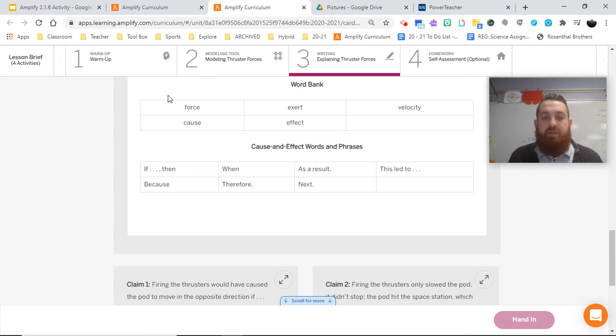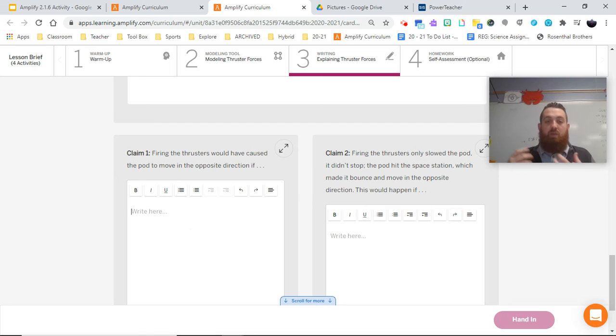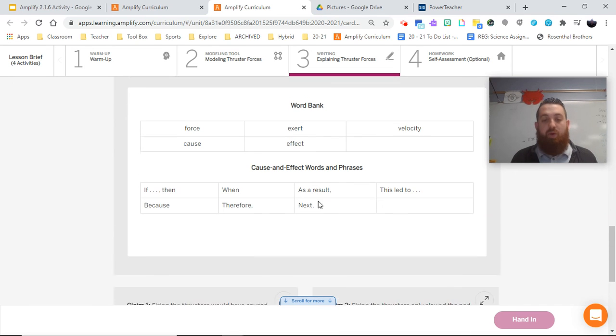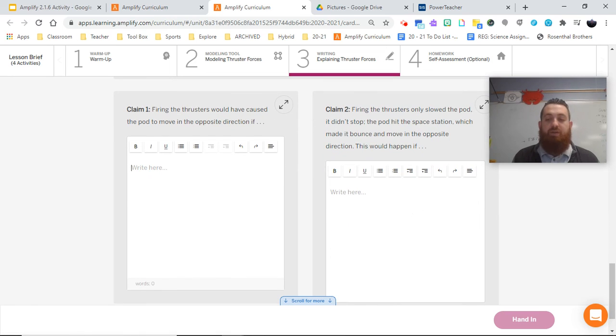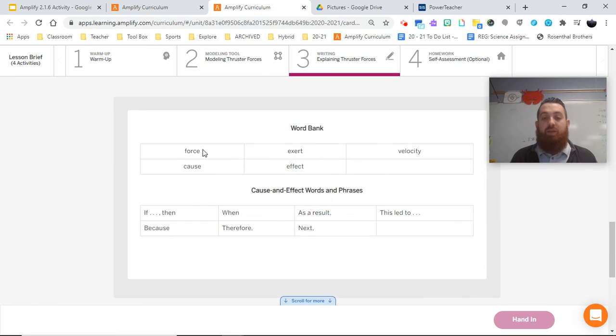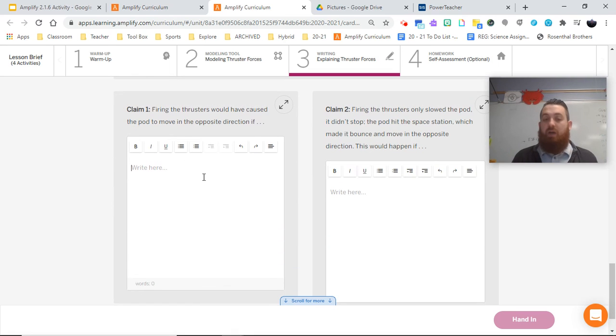So what you're going to do is use these words and phrases to finish these sentences explaining what's going on with the force and velocity of our pod for claim one. And then you're going to do the same thing. You're going to use those vocab words and those cause and effect phrases to write what's going on with our pod thrusters and the velocity and force for claim two. Notice you're writing what you think is going on for both claims. You're explaining both claims to the best of your abilities, and you're pulling these in however it makes sense to you. And then obviously when you're done writing, you're going to hit that hand in button.